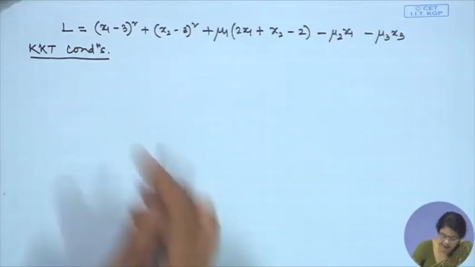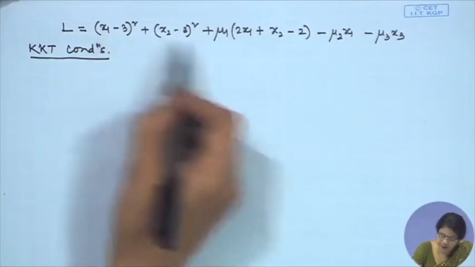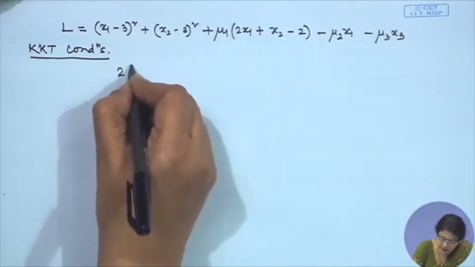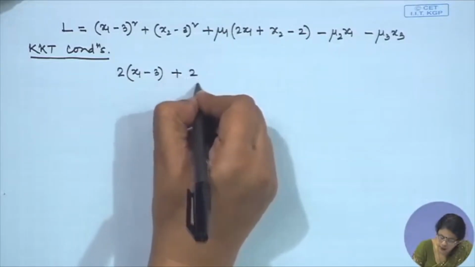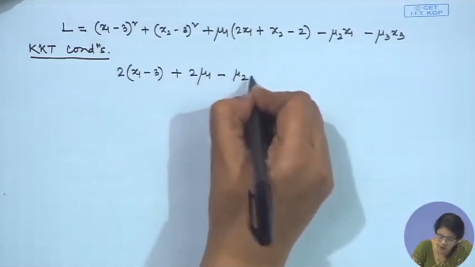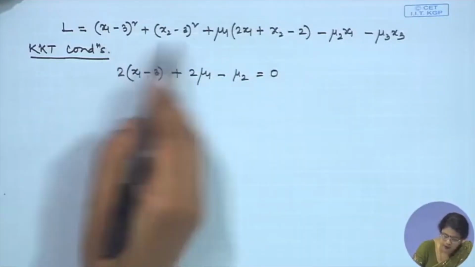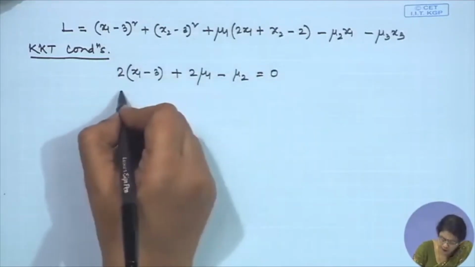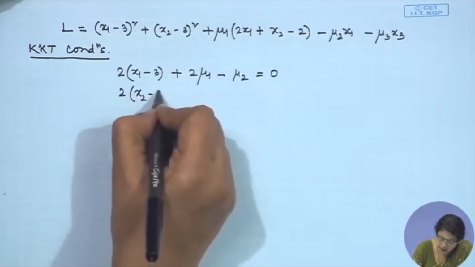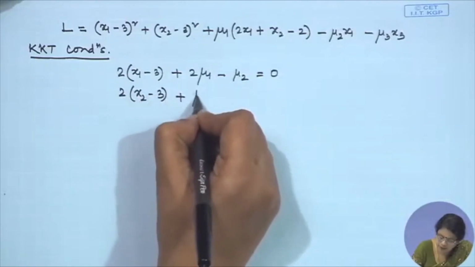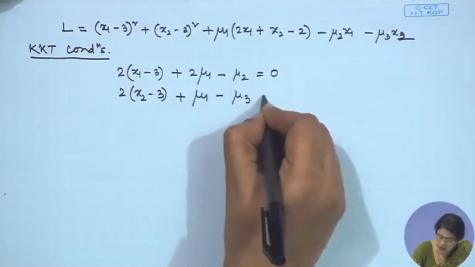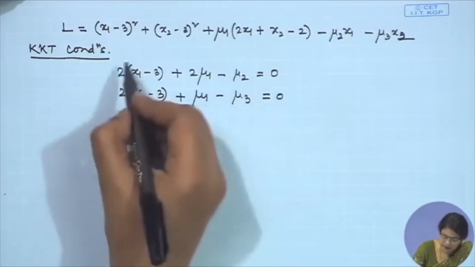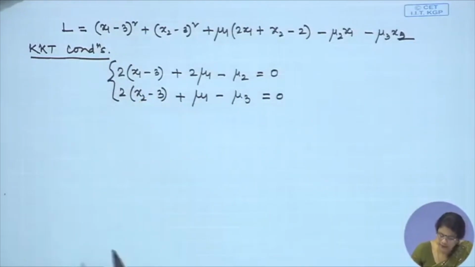First is the optimality conditions, that is why we will differentiate with respect to x1 first. Then what we will get? We will get 2 into x1 minus 3 plus 2 mu 1 minus mu 2 is equal to 0. If we differentiate with respect to x2, then we will get 2 into x2 minus 3 plus mu 1 minus mu 3 is equal to 0. These are the optimality conditions.